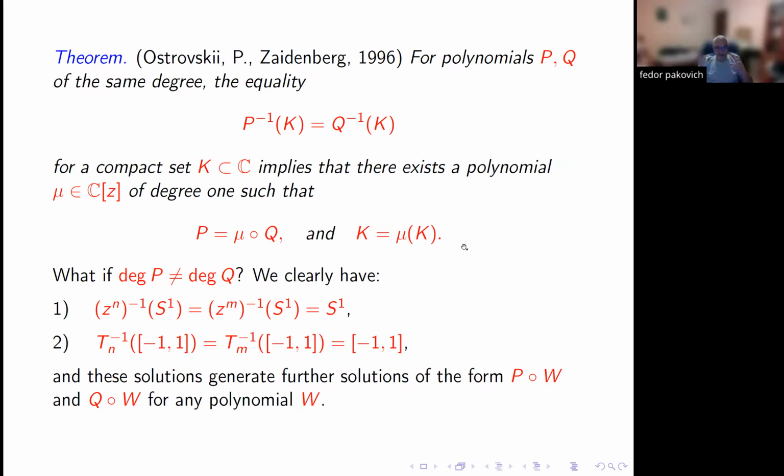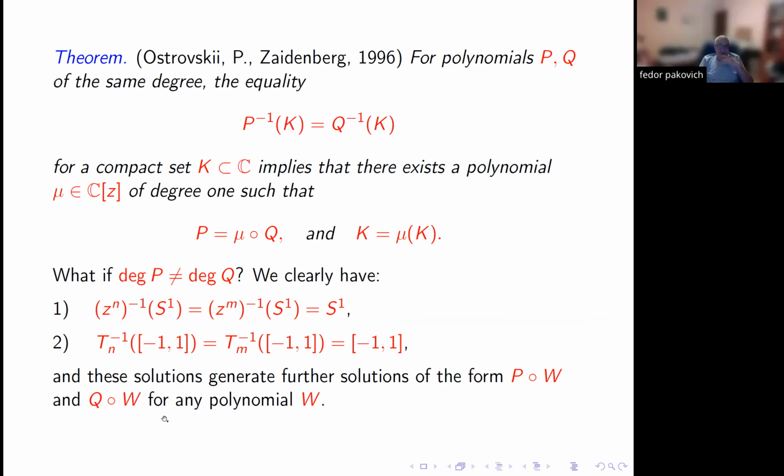So a really interesting question now is the following: what happens if the degrees are different? Because we obviously already have a lot of examples like that. We can take any power, or any Chebyshev polynomial, and for such polynomials, we obviously have these equalities satisfied. From these solutions, we can generate some further solutions, just composing our P and Q with some polynomial V from the right side. We will see this condition a lot in the talk.